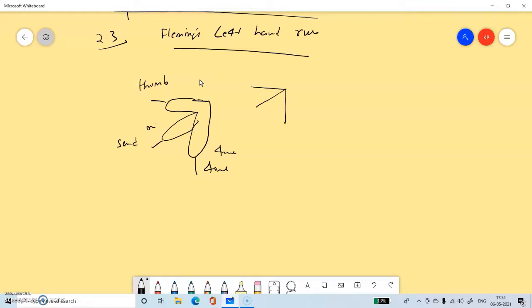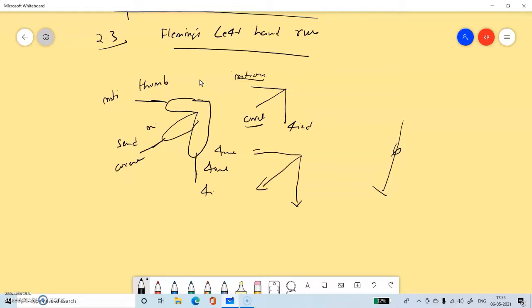So the thumb will show the direction of force or motion, the forefinger will give the direction of field, and the remaining middle finger represents the direction of current. So this will show you the direction of the current, this will show you the direction of the motion, and this will show you the direction of the field. If the field is in this direction, and the current is in this direction, then you will get a force in this direction.